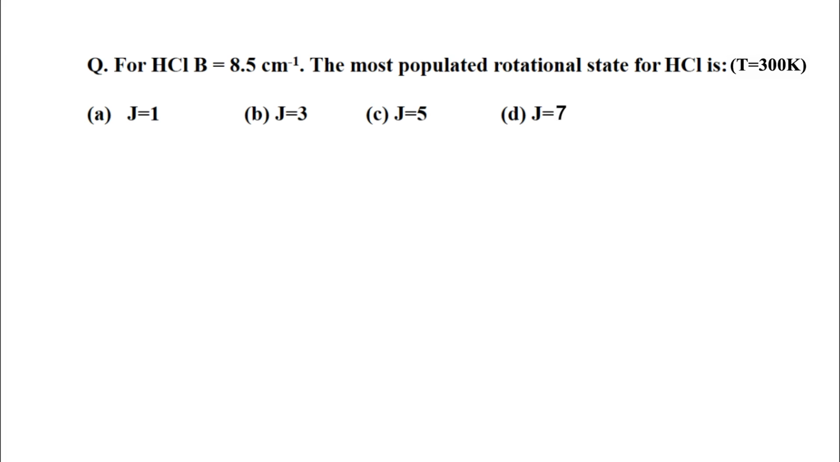For HCl the value of B is given as 8.5 wave numbers. The question is: what is the most populated rotational state for HCl? We have 4 options: J equals 1, J equals 3, J equals 5 and J equals 7. We know that J max, which is exactly what we need to find out here, is 0.5892 root over T by B minus half.